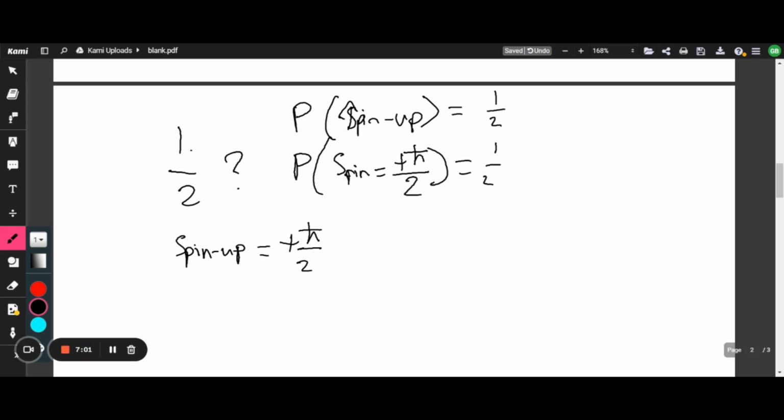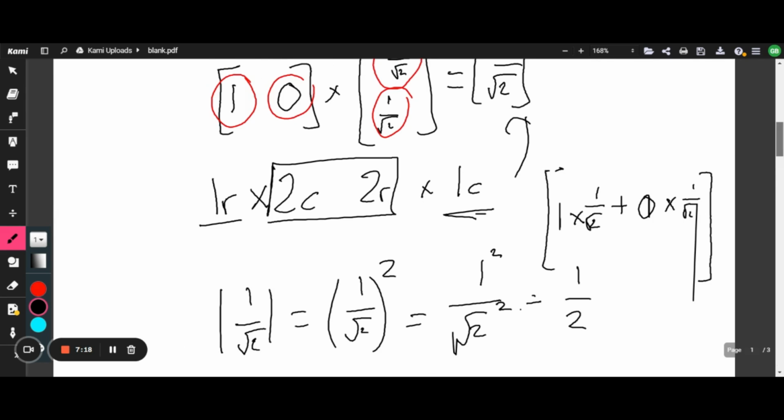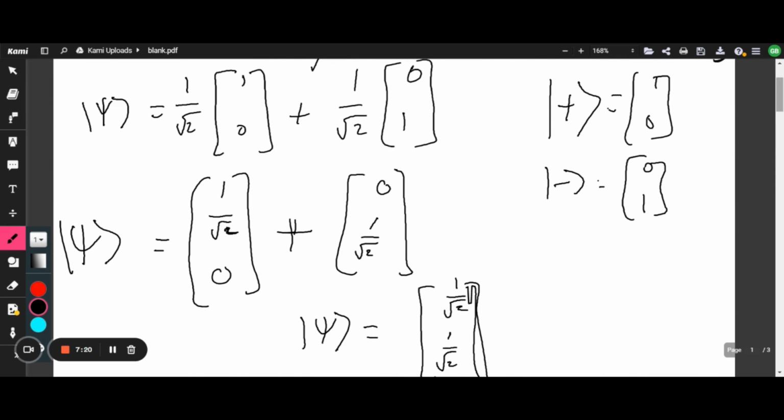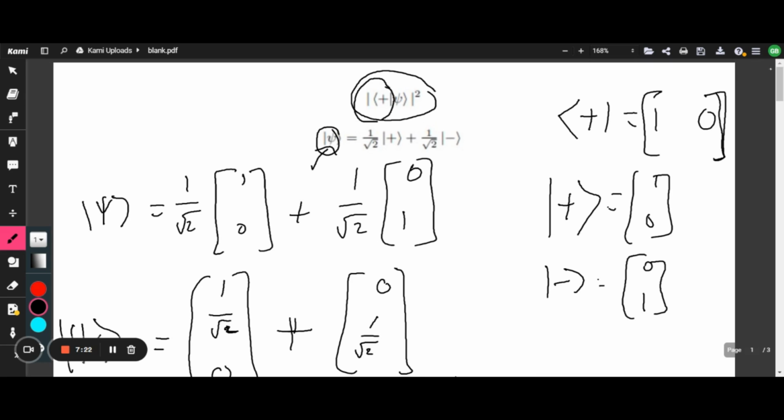Which means that half the time when you measure the particle beam, you'll get a result that is spin up. The other half, you'll get spin down. Why? Because we see up here, the only things we have are just spin up and spin down.